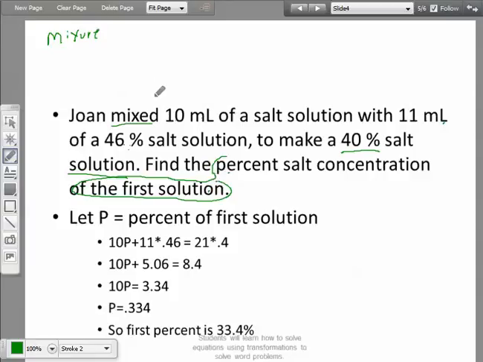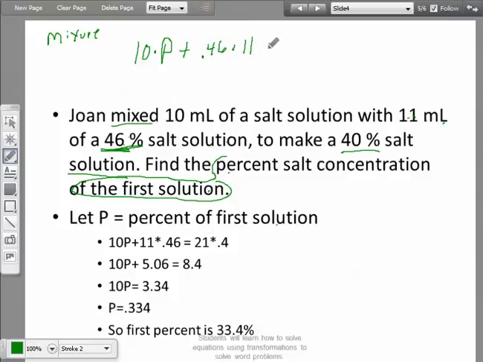Well, I'm going to let this be my variable, percent of salt concentration in the first solution. I know that we're mixing these, so I'm going to say 10 times P. P is going to be my percentage in this situation. And they're mixing that, that means they're pouring them together, so plus 11 milliliters of a 46%. So that's 0.46. Where did that 0.46 come from? That's that percentage right there, right? As a decimal. Times 11 milliliters.